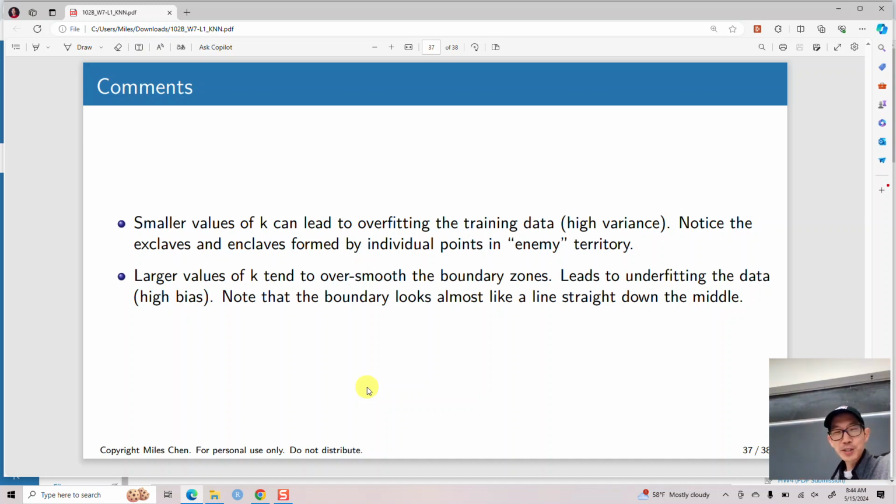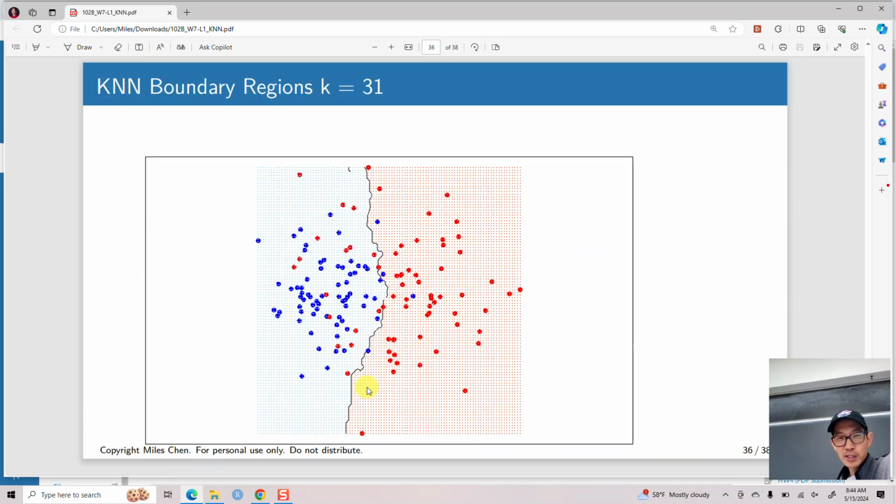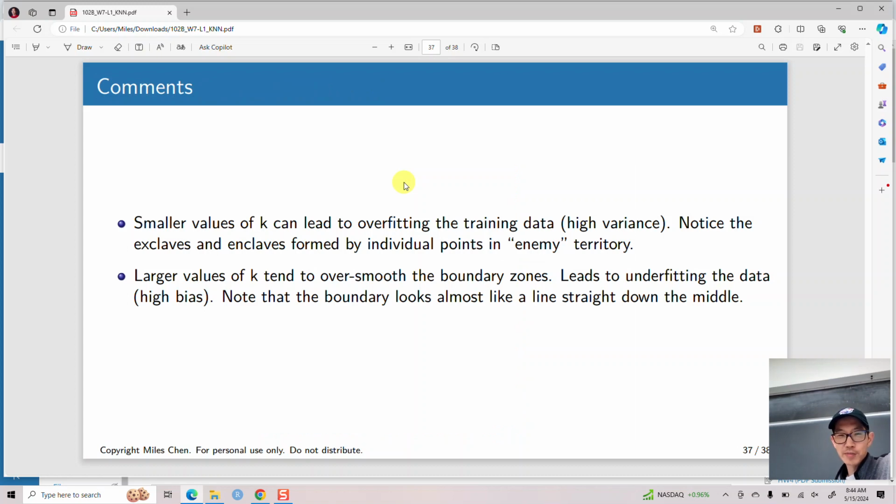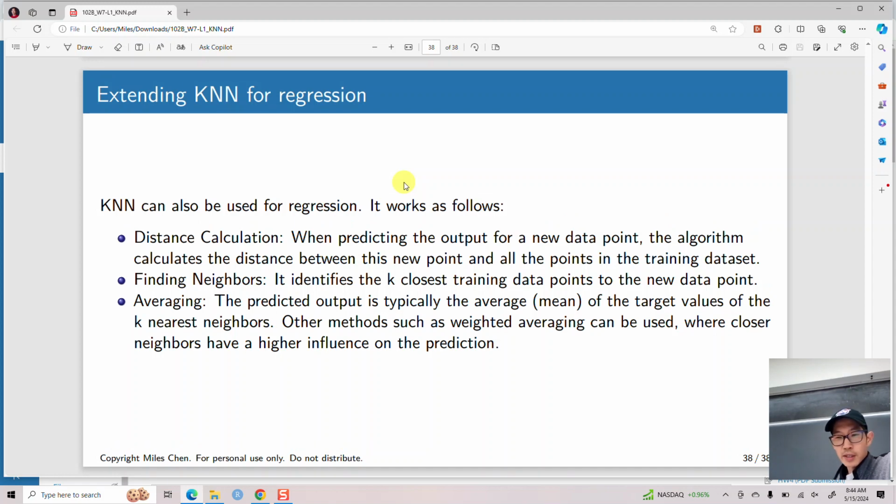And then larger values of k tend to over smooth the boundary. So if you look at this, basically, again, it's like a simple straight line. So that's going to lead to underfitting your data there, okay? And then lastly, you can actually extend KNN for regression.